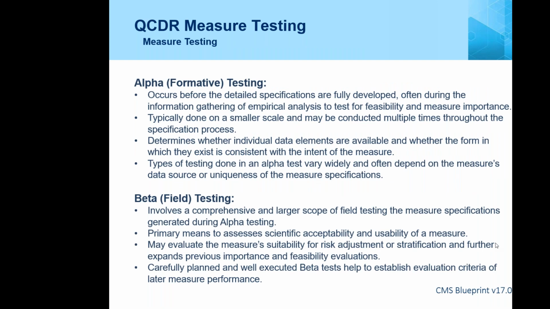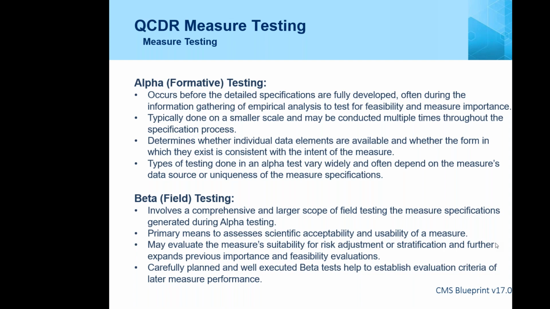So where does measure testing begin? Well, the first section would be the alpha or the formative testing. This occurs before the fully detailed specifications are developed. This is often during the information gathering of empirical analysis to test for feasibility and measure importance. This is done on a smaller scale and may be conducted multiple times throughout the specification process as refinements are made.